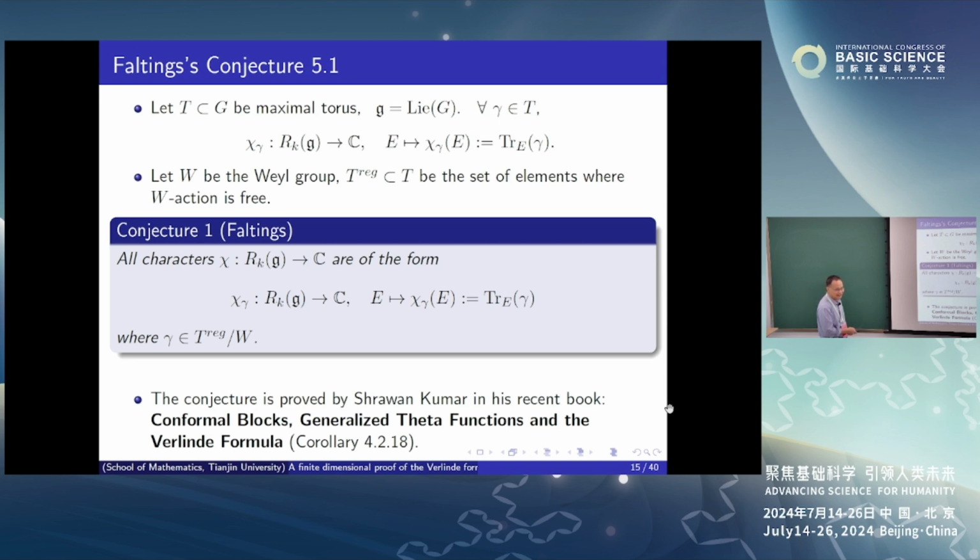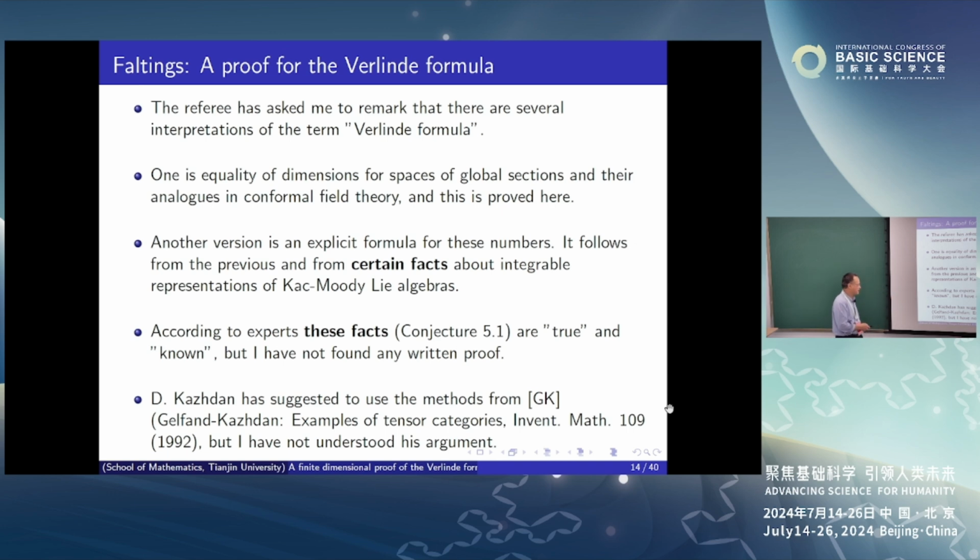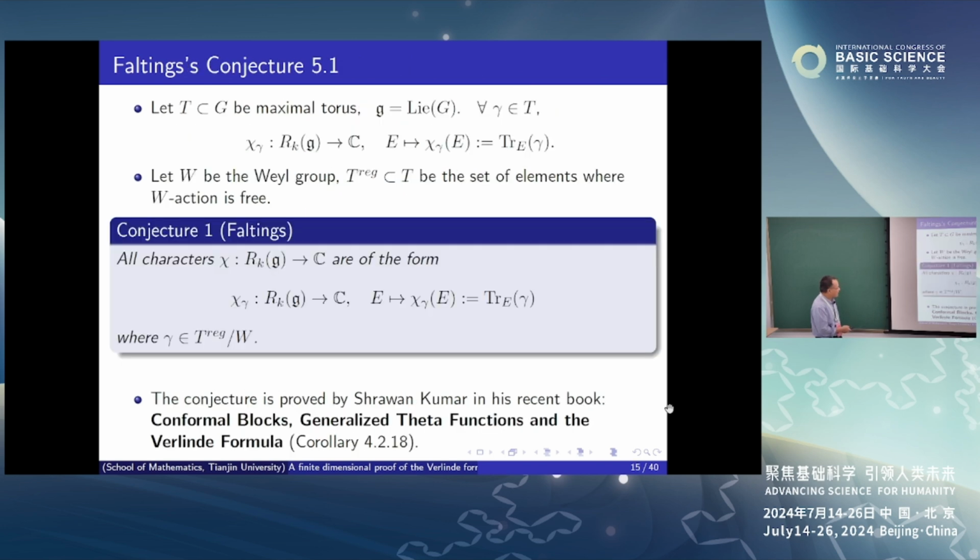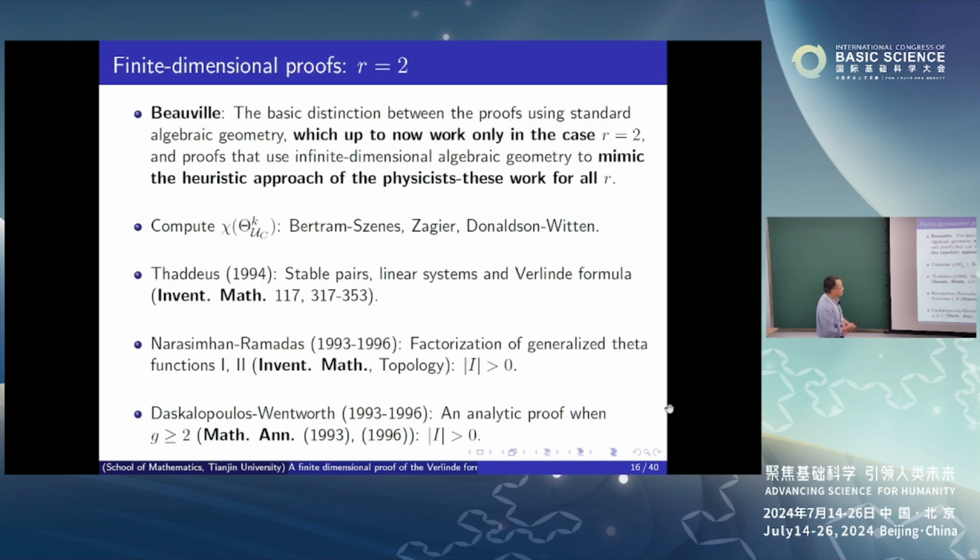In this book, he tried to prove everything about the Verlinde formula, including something which was not proved but many people used. As Faltings says, I call that true. Okay. Many people like Faltings did this. In fact, as Beauville says, there are many proofs.